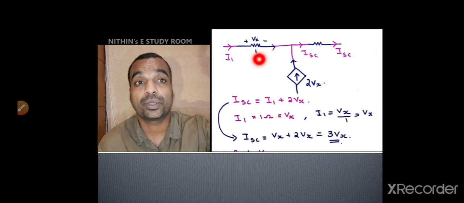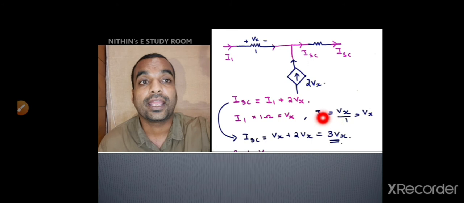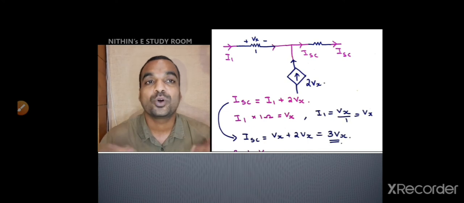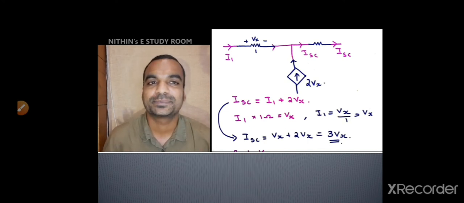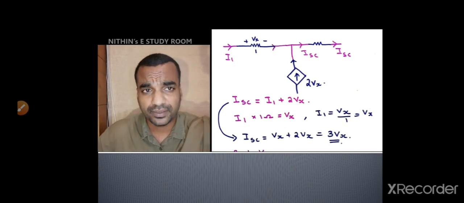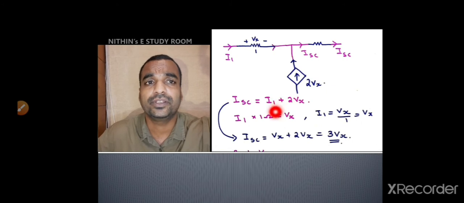This I1 is passing through a 1 ohm resistor and it is producing Vx. So V is equal to IR. I1 into this 1 ohm will give Vx. Voltage is equal to current into resistance. Then I1 is equal to Vx by 1 ohm. You can simply say I1 is Vx. That is the link. Now all the currents are in terms of Vx. Isc is equal to I1 plus 2Vx in the first step. In the second step, we got I1 is equal to Vx itself.